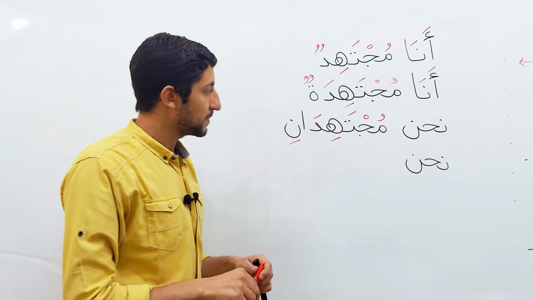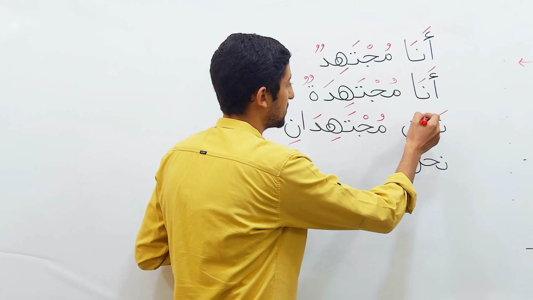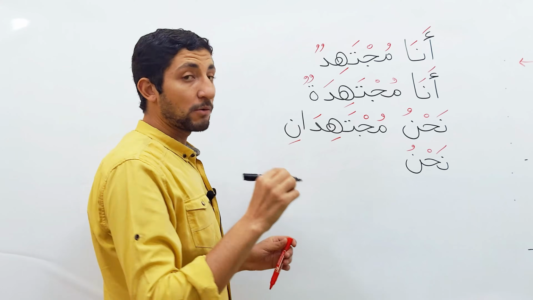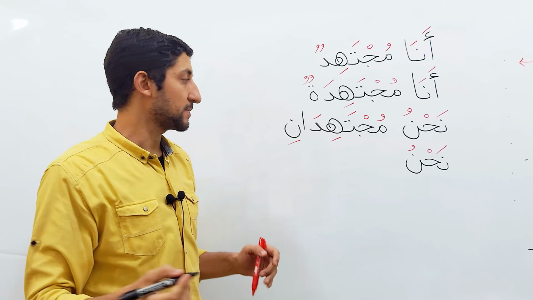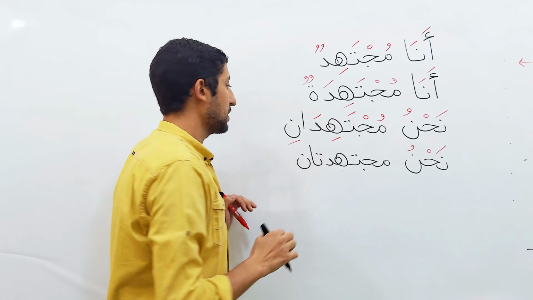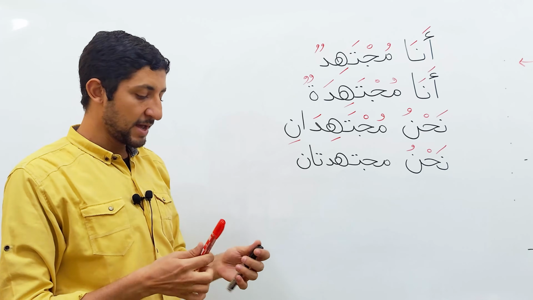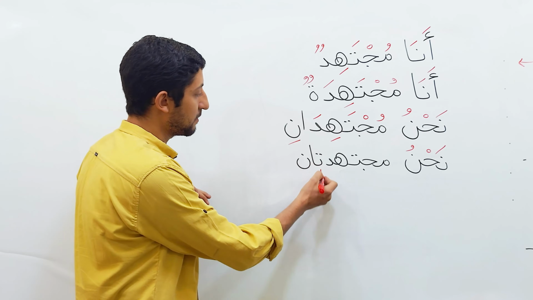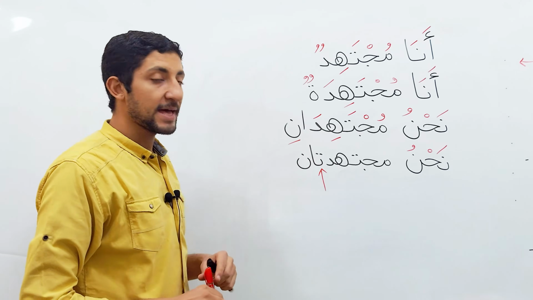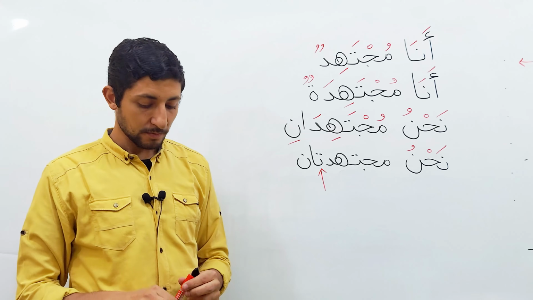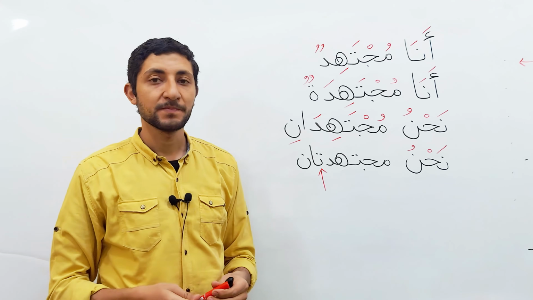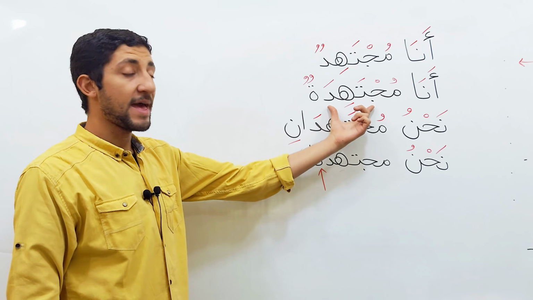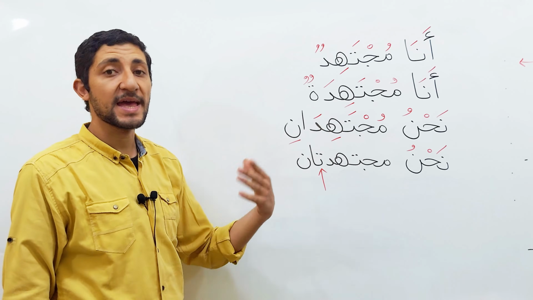Let's check. This one, of course, will be نحن. I will write the answer and then I will ask you a question. نحن مجتهدتان. Now the question is, here is the suffix ألف نون, from where does this ta come from? Can you answer this question? The rule is to take the singular, which is مجتهدة, and then to add the suffix, which is ألف نون.